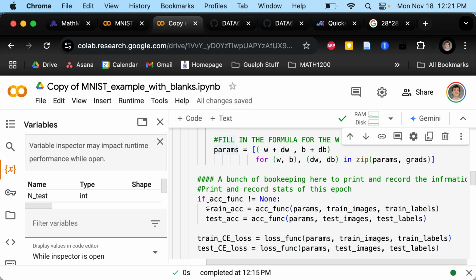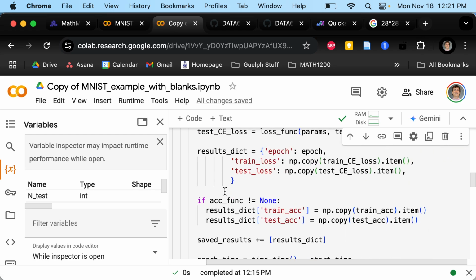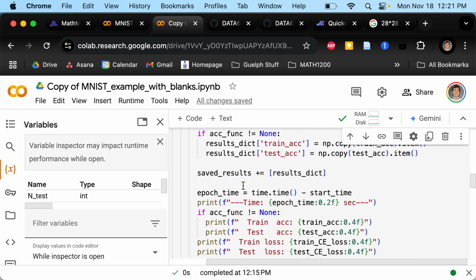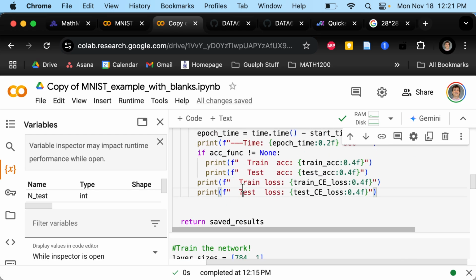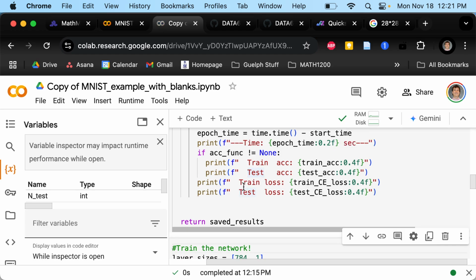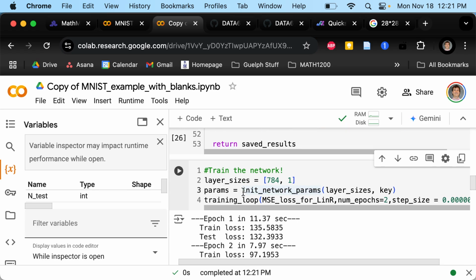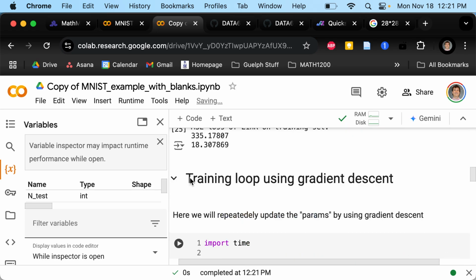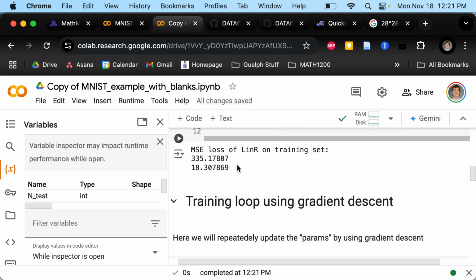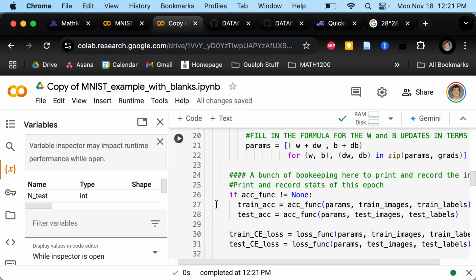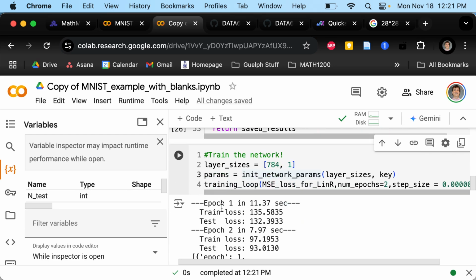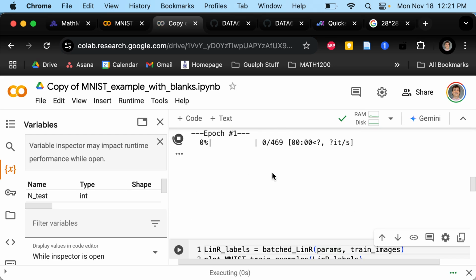Okay. This is saying if you're doing accuracy, but all this stuff is just bookkeeping. Like let's keep track of the score, so we can print it out. But okay, here it's going to work. So I'm going to run it, and it's going to tell us what's going on. So remember, our training loss started out as 335. That was the mean squared error. And this will run it and tell us what our training loss is after every epoch. Okay, here we go. Let's run it and hope that it works.